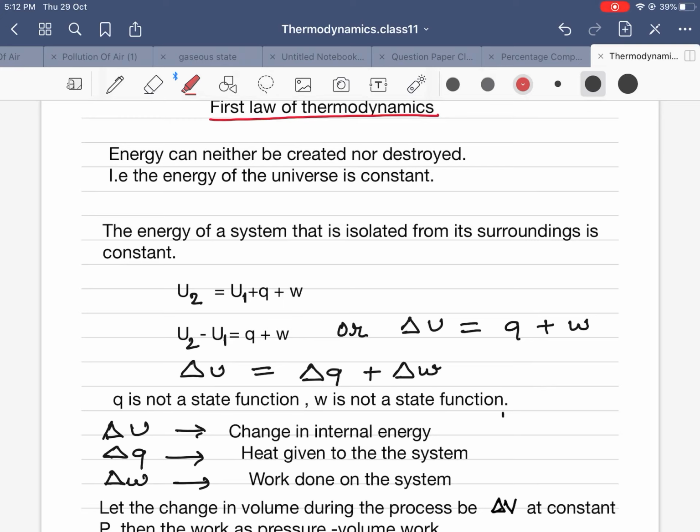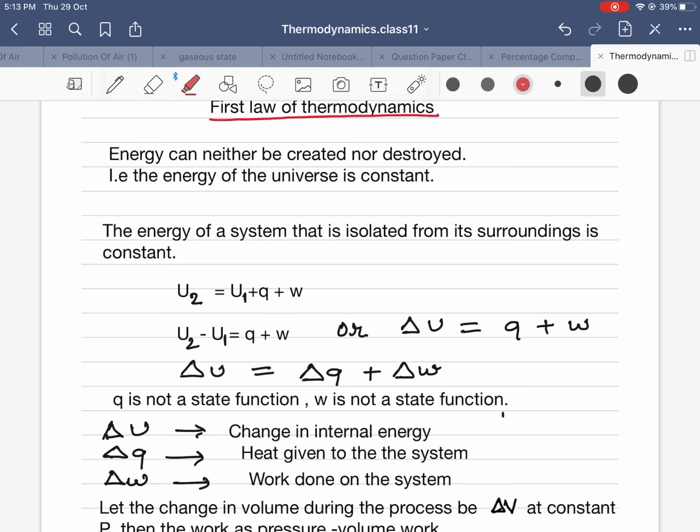And the first law of thermodynamics states that heat is a form of energy and the energy of the universe remains the same, though it may be exchanged between system and the surroundings. It cannot be created nor destroyed. And the energy of a system that is isolated from its surroundings is constant.